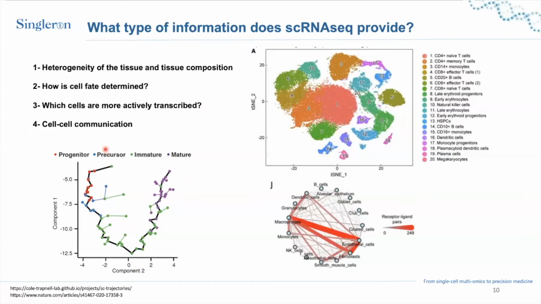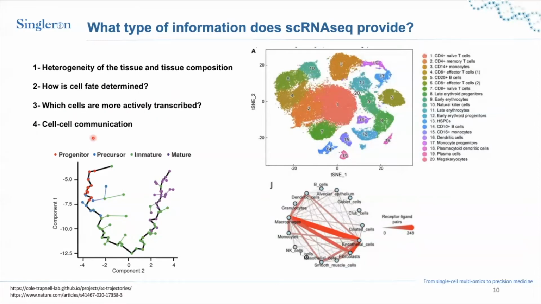The other question that people are interested in is which cells are more actively transcribing, which is similar to cell fate determination. And in this case, there is a computational approach called RNA velocity that can decipher this question. RNA velocity looks at the ratio of unspliced to spliced variants and says, okay, this transcript is so active that it doesn't have time to go through splicing. So if it's unspliced, that means this transcript is very active. And we can get this information from single-cell RNA sequencing data.